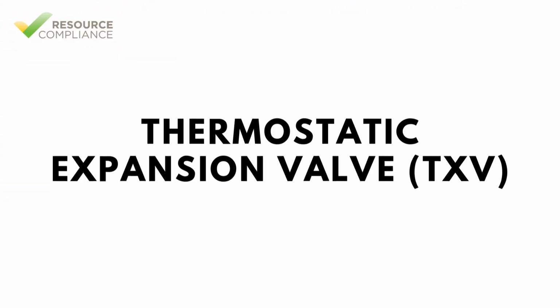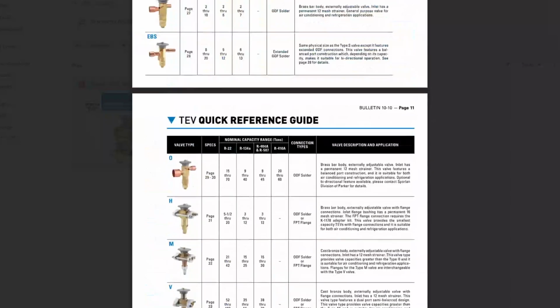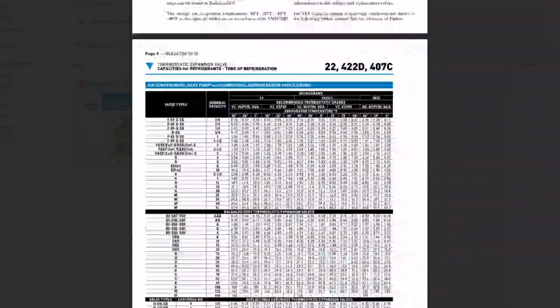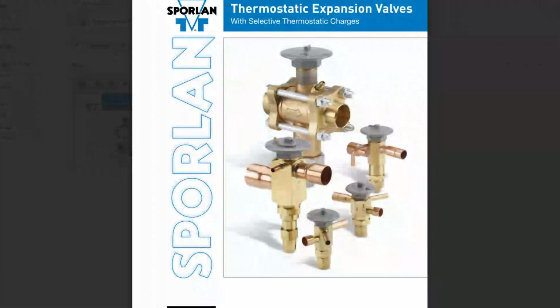A thermostatic expansion valve, or TXV, is one of the most widely used expansion devices in refrigeration and air conditioning systems. It regulates the flow of refrigerant into the evaporator by sensing the superheat at the evaporator outlet.